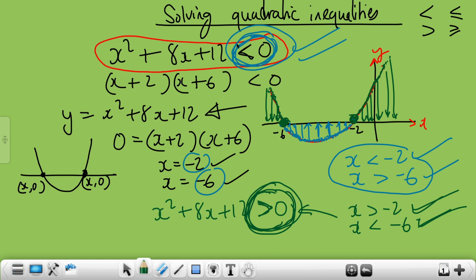Just remember this. If in the original problem you've got a symbol like this, then your answers need to have symbols like this or this. It depends on the question.